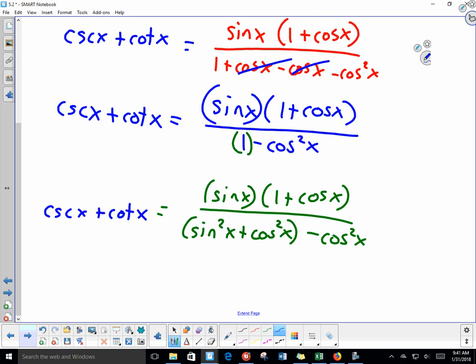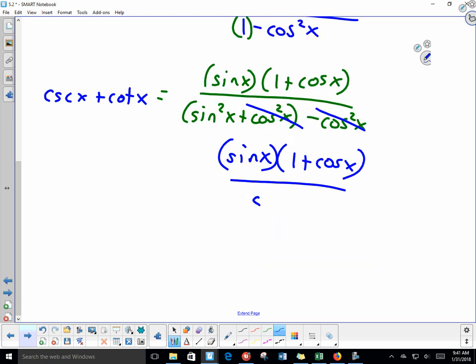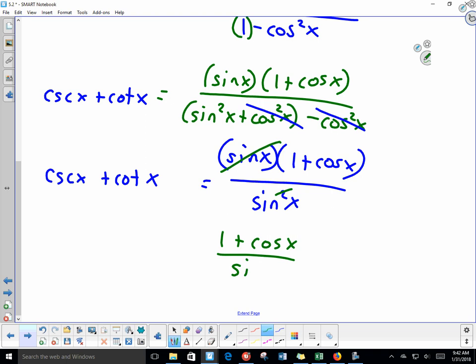And in this case, the cosine squareds are going to subtract off. And so now I have sine x times 1 plus cosine x over sine squared x. And I'm trying to show that that's equal to cosecant x plus cotangent x. I think it's okay to say this sine x here is going to divide out with one of those sine x's there. And so now I have 1 plus cosine x over just sine x. And we're trying to show it's equal to cosecant x plus cotangent x.